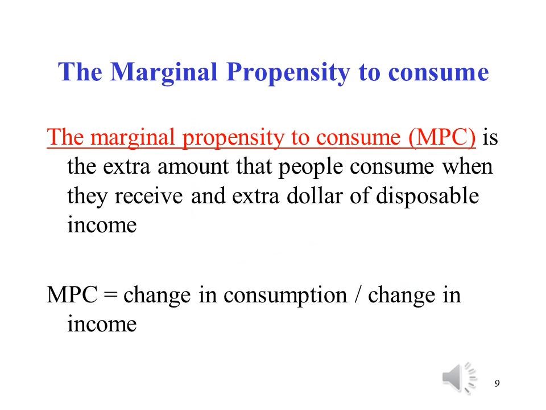Now for the marginal propensity to consume. How can we define and calculate this concept? Marginal propensity to consume equals change in consumption divided by change in income. Marginal propensity to consume is the extra amount that people consume when they receive an extra dollar of disposable income.